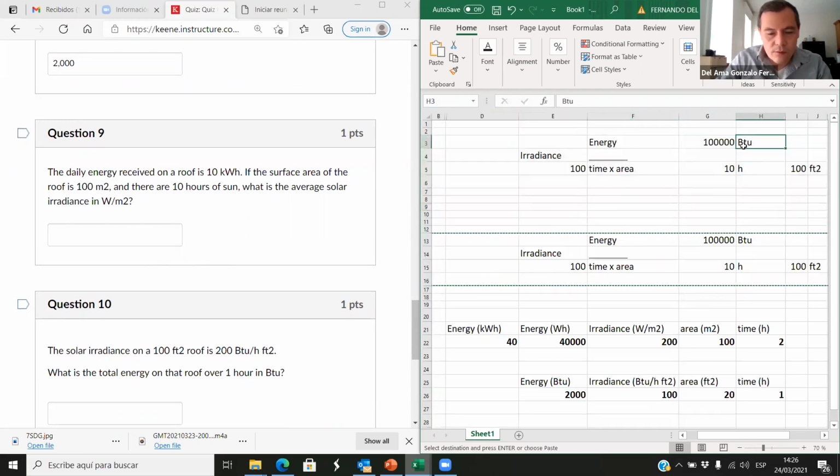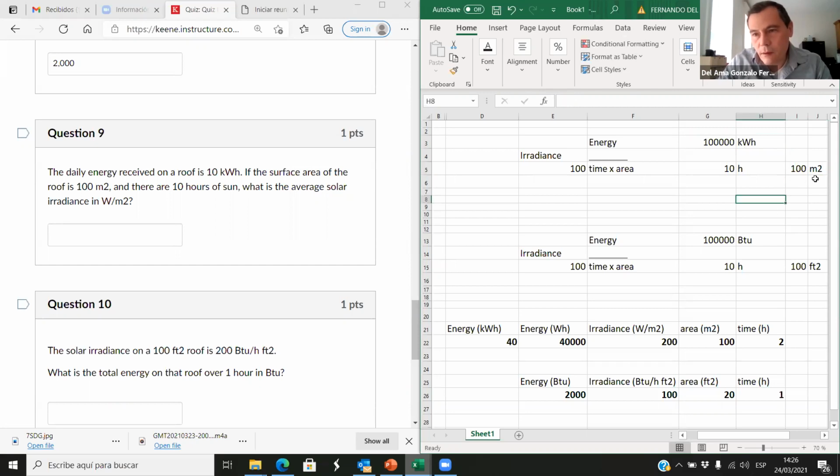Yep. So let's talk about kilowatt hours. And here we need to talk about square meters. So we are receiving 10 kilowatt hours. The surface area is 100 square meters, and there are 10 hours. So we have 10 hours of sun. What is the average irradiance in watts per square meter?